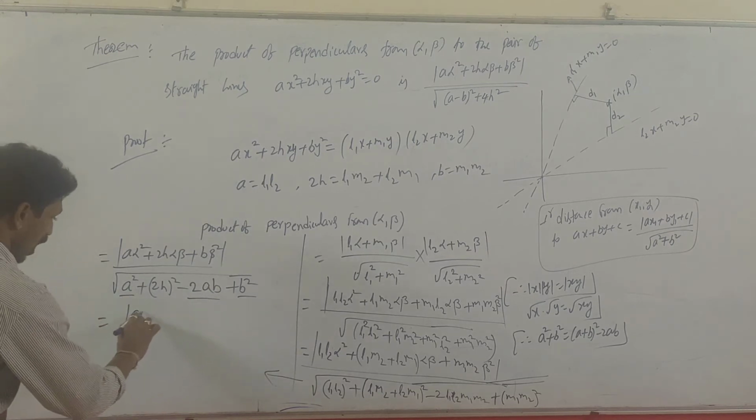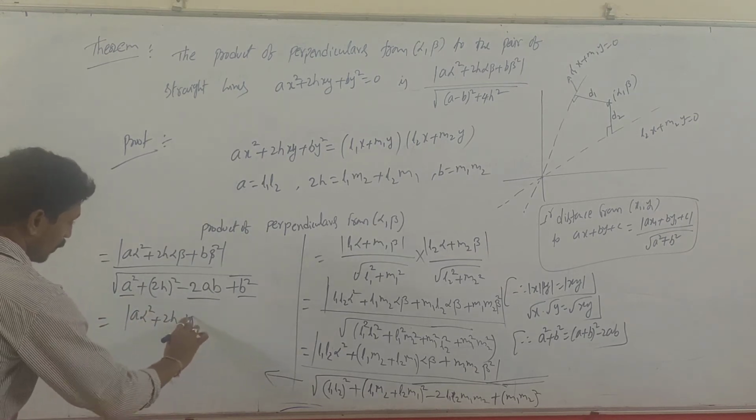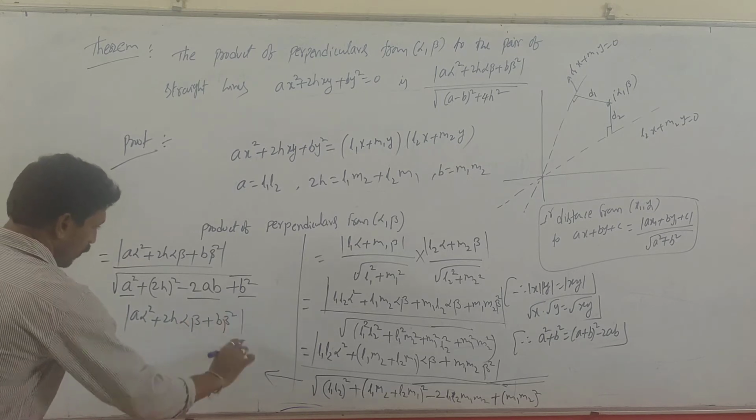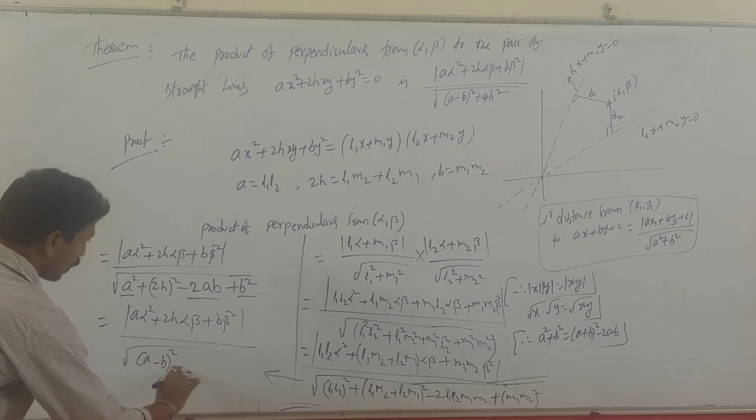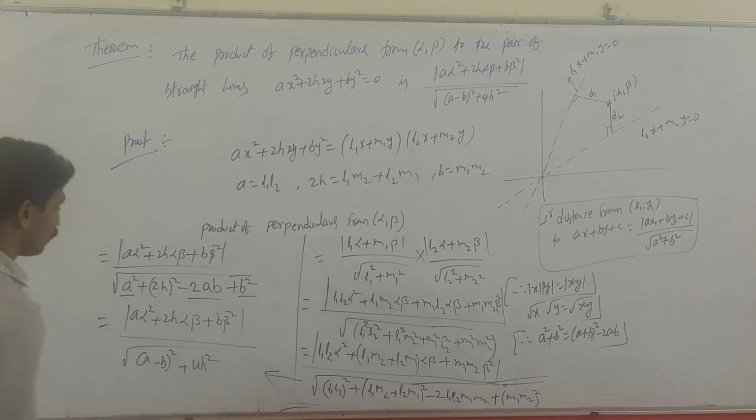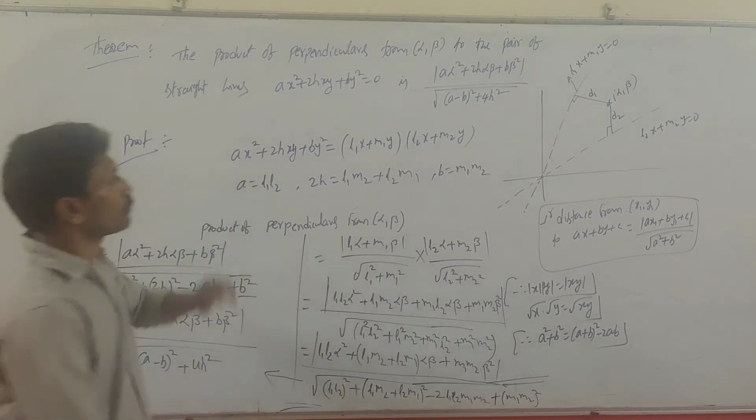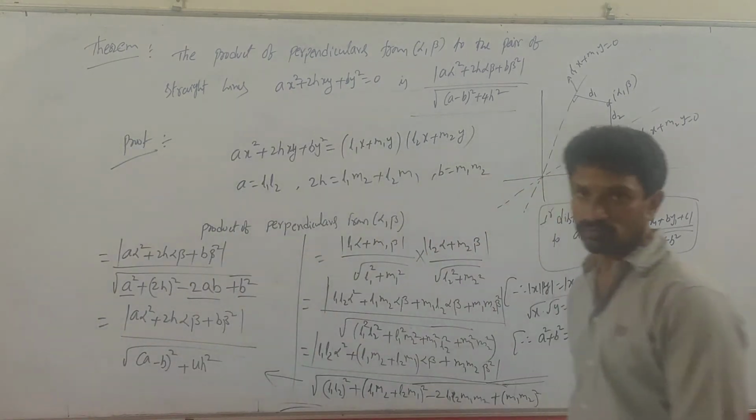So totally it is (A alpha square plus 2H alpha beta plus B beta square) by root over (A minus B) whole square plus 4H square. 2H whole square means 4H square. So this is the proof.